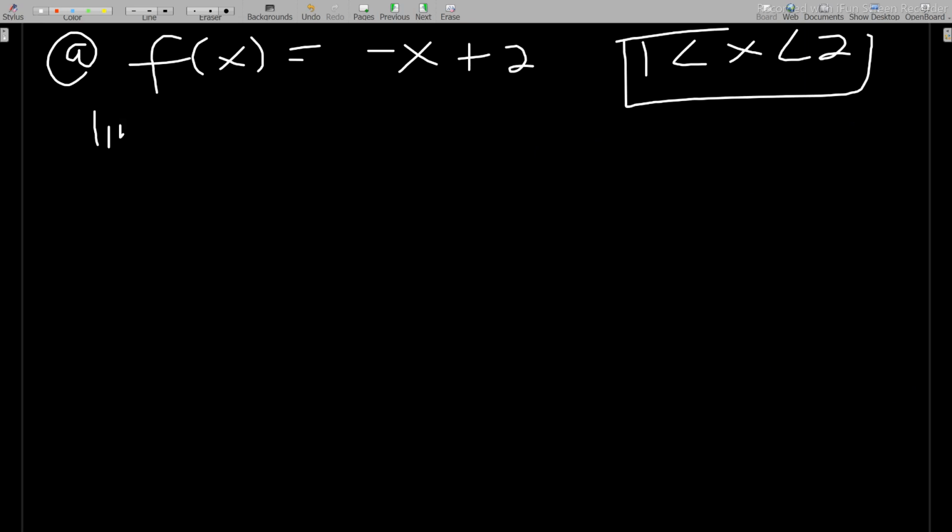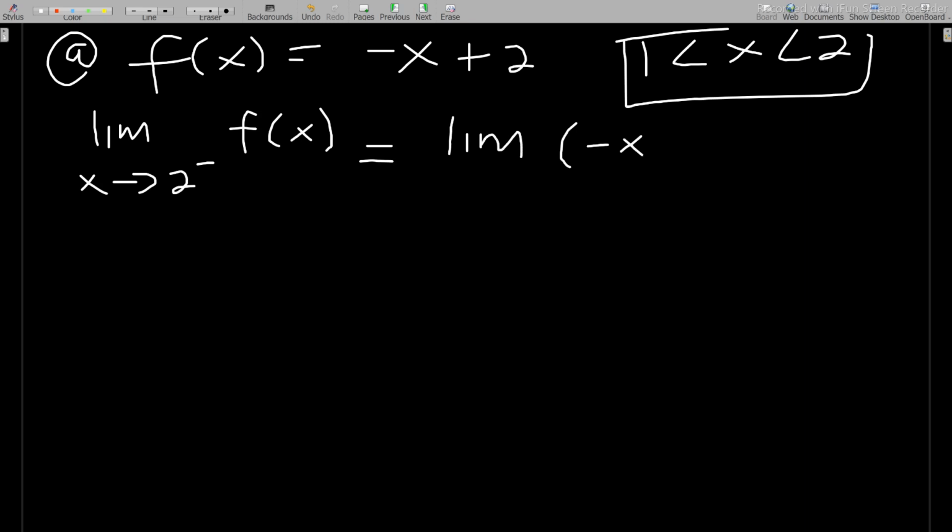So the limit as s approaches 2 minus of f of x is the same as the limit of minus x plus 2 as s approaches 2 minus. When you take your time and plug in these values, you see that the values will be approaching 0. Let's put in 2 and see: minus 2 plus 2 is 0. And when you put in 1.999999, which is very close to 2, you see that those values will be approaching 0. So that is the solution to this.